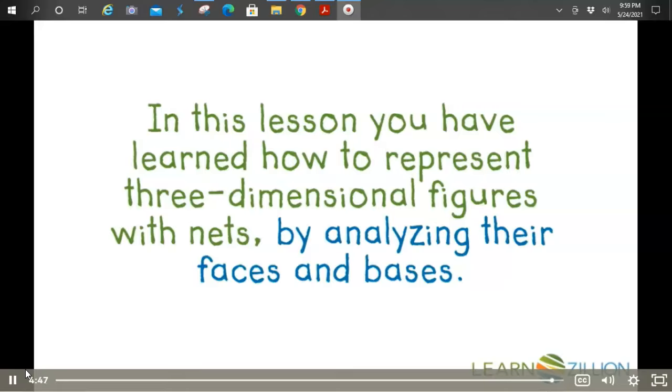In this lesson, you have learned how to represent three-dimensional figures with nets by analyzing their faces and bases.